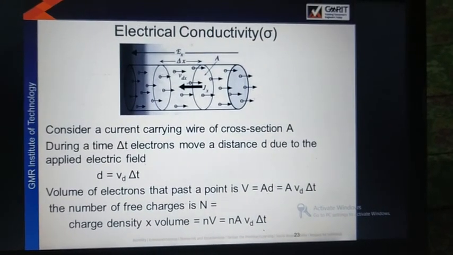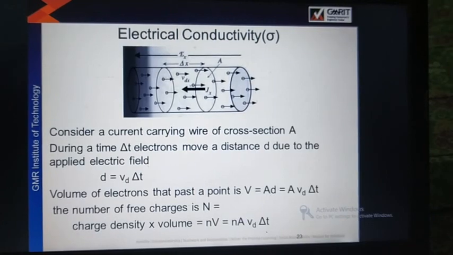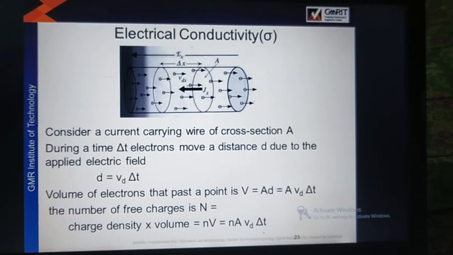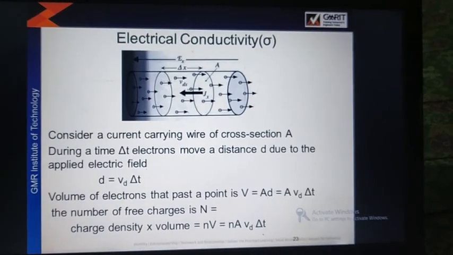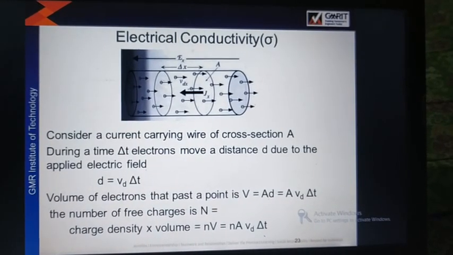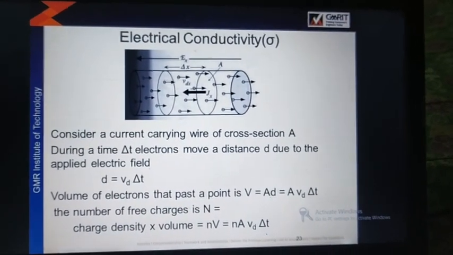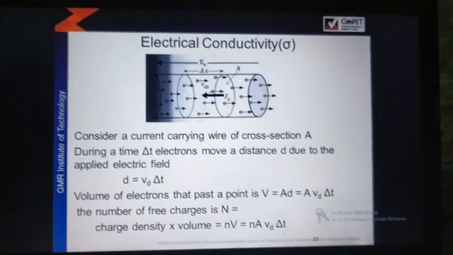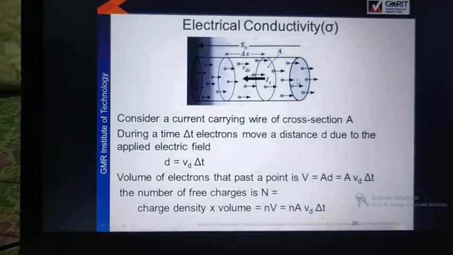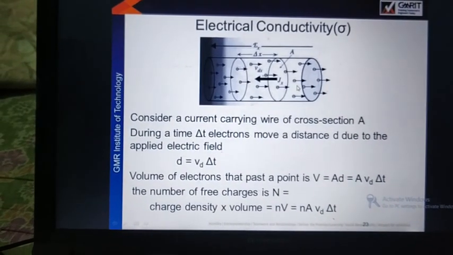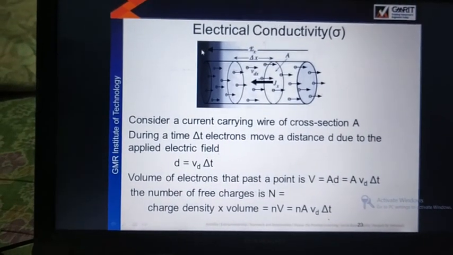Here you can see that I am taking a cylindrical metal wire. If I zoom it, it looks like a cylinder. Now let us take the cross section of the wire as A. So this cross section is A, and this is the direction of the electric field.